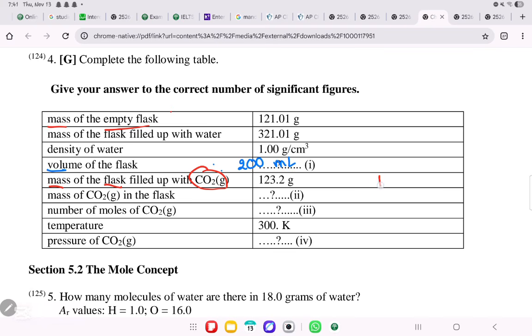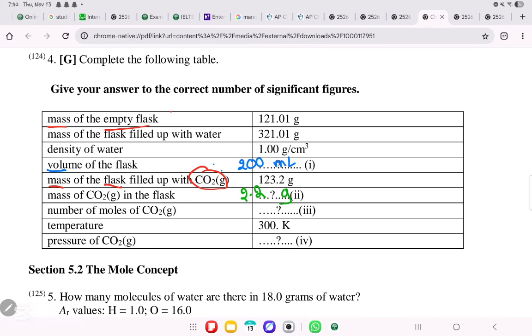So it will be 123.2 minus 121.01. You will get your answer to be 2.19. However, you need to take it to the smaller number of decimal places, which is 1, right? So it's gonna be 2.2 after rounding. That means the mass of CO2 in the flask is 2.2 grams.